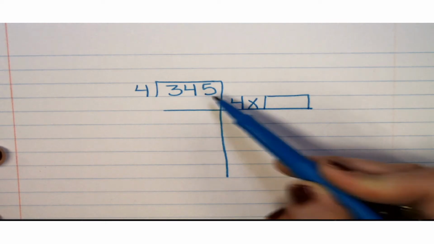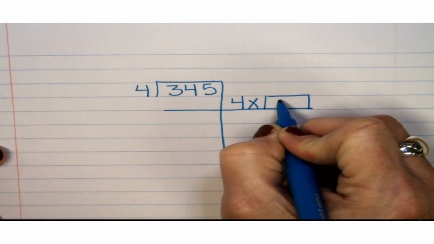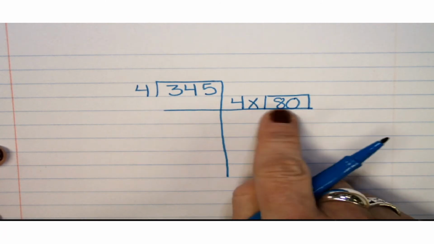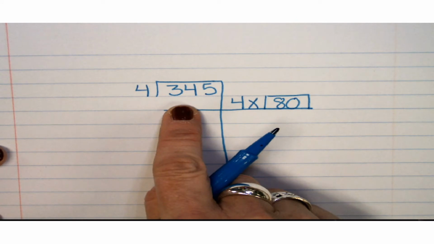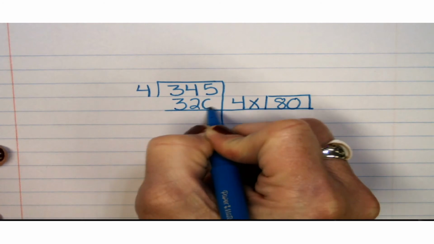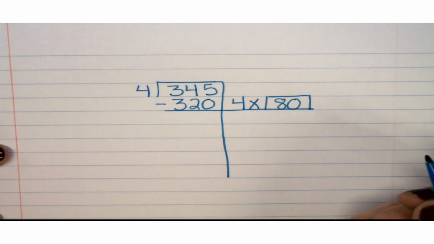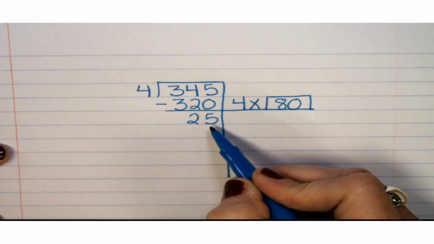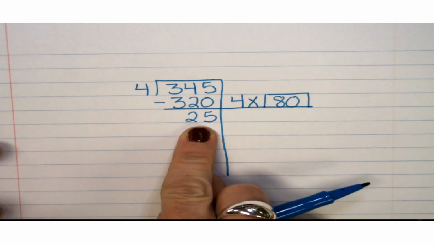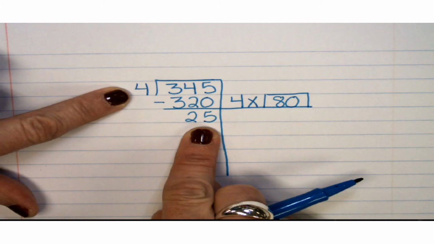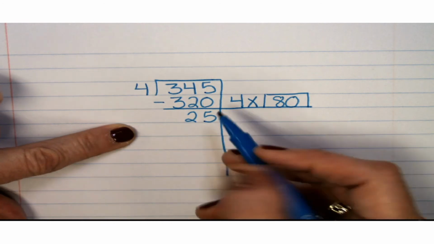without going over. So in this problem, we're going to use 80 because we know in the basic fact 4 times 8, we get 32 with a 0 on the end. So we're going to bring our 320 over to the side, and then we're going to subtract that out. We now have 25 still to work with. We always want to check and ask ourselves, is this less than my divisor? And since the answer is no, we know that we're not finished with this problem yet.